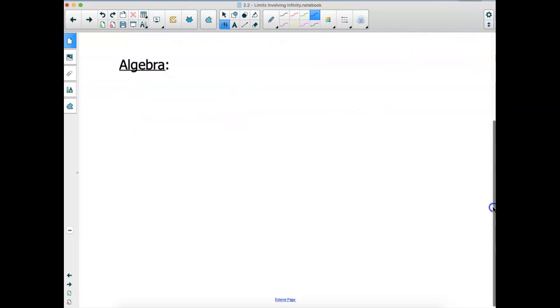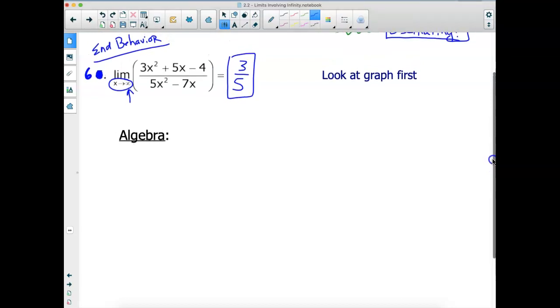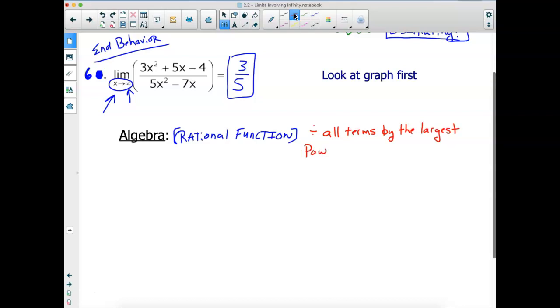And I do this a little bit different than Mr. Brugink did this. I don't even know if our book does it this way, but the algebraic way to find the limit as x approaches infinity of a rational function, what we do is we divide all terms by the largest power of x in the denominator. What? Yeah. We divide everything by the largest power of x in the denominator.